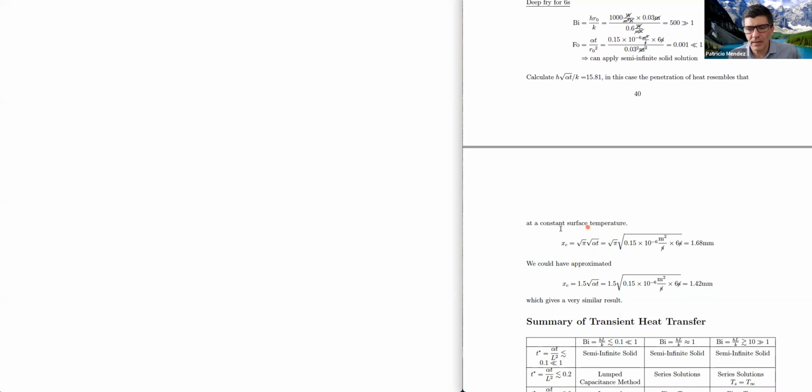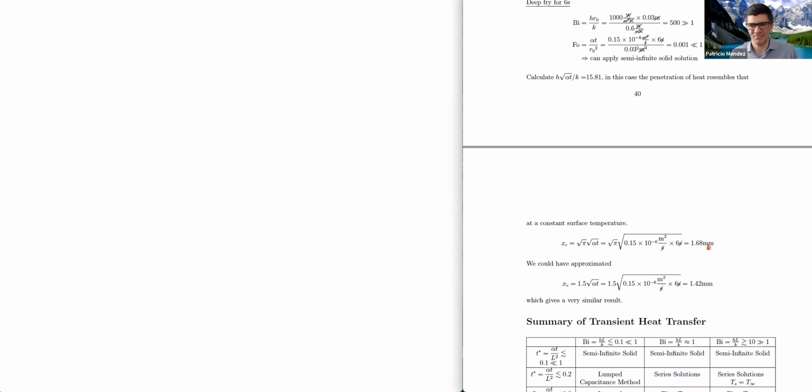So let's calculate what the penetration of the heat into the ice cream is. And it says that the penetration of heat into the ice cream is 1.68 millimeters. You know what? That's the thickness of the breadcrumb layer. This is a reason why we can put ice cream inside the deep fry pan, and what we get out of there is ice cream again, and not nothing, and we didn't dissolve our ice cream in there.